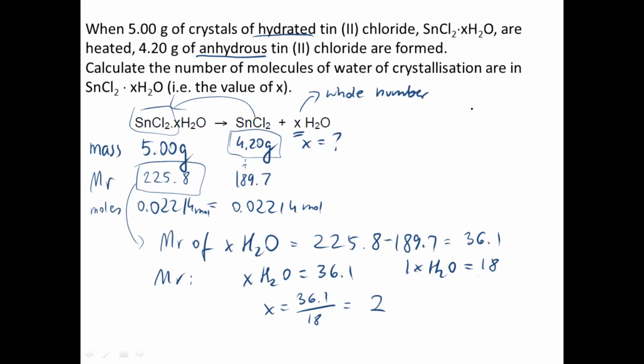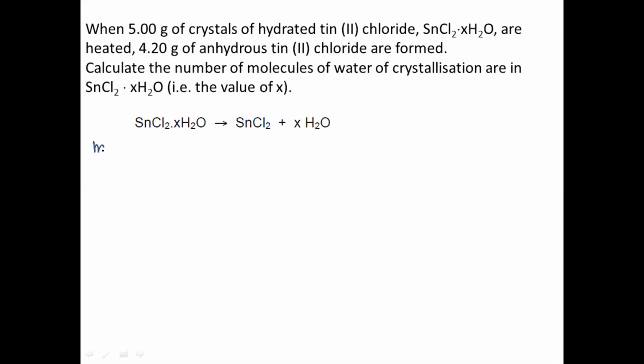I'm going to show you a different way, not much different, but a little bit different. Okay, so we have masses. Mass of this one was 5. Mass of this one was 4.2 gram. And then you can work out the mass of X water. So that's going to be 0.80 gram.